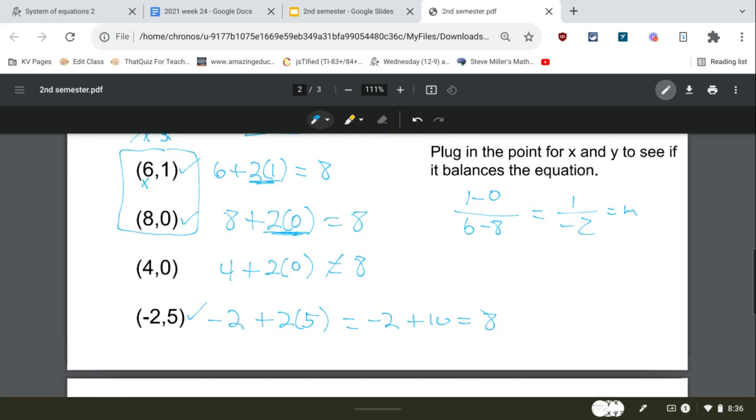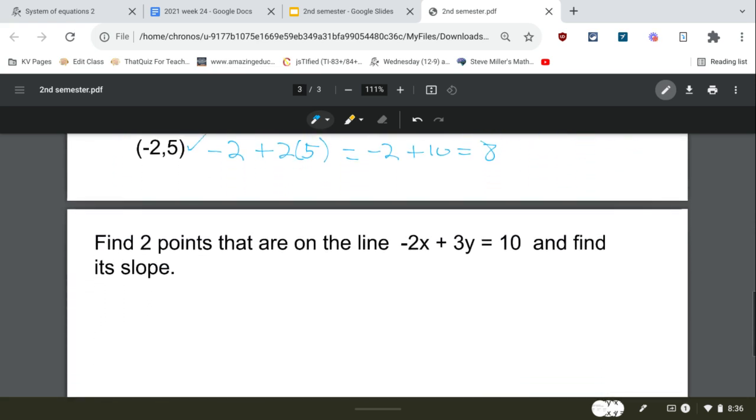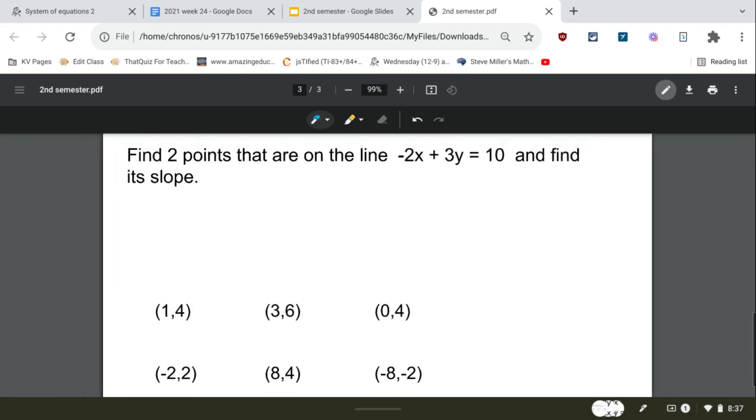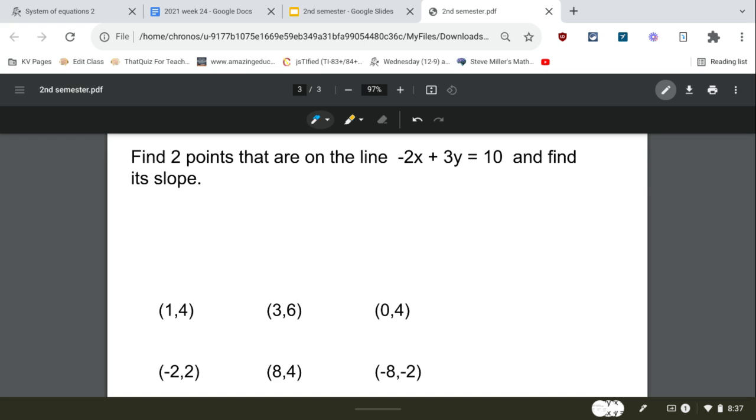We'll look at one more. Find 2 points that are on this line and find the slope of this line. Again, I'm just going to take these points and plug them in and see if the equation balances. So it's going to be -2 times 1 plus 3 times 4. This is going to be -2. This is going to be +12. -2 plus 12 does equal 10. So that point is on the line.